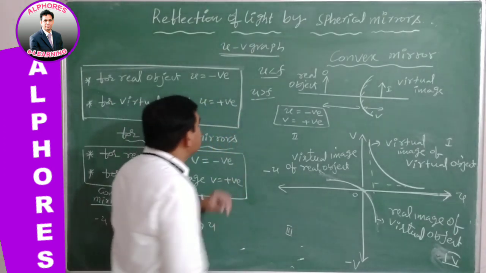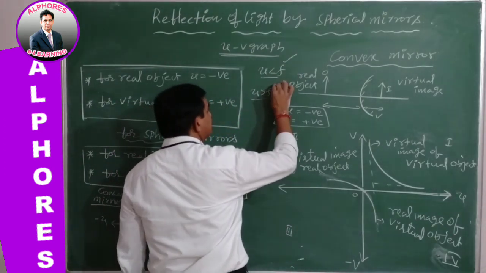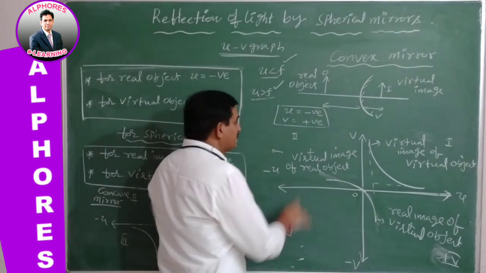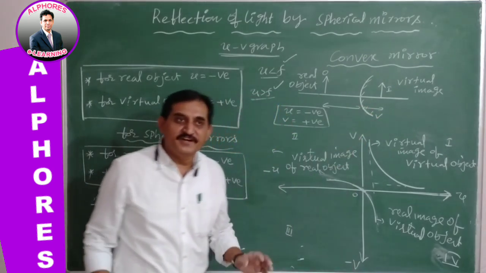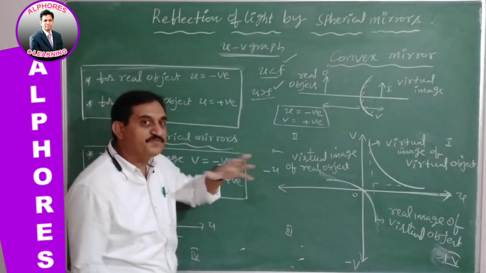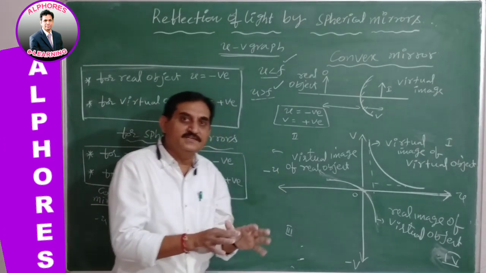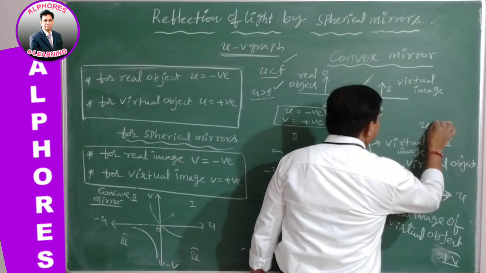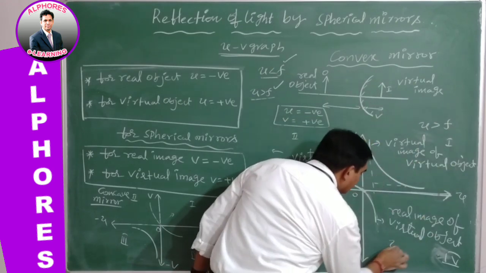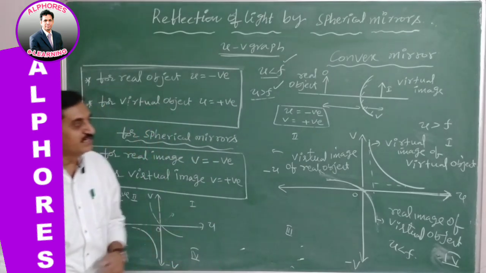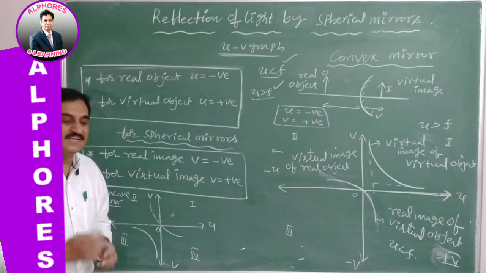Yeah, this is the case already discussed. This is one case, this is second case, and this is third case. So the third case is the general one. Every time we are discussing this point, the third one. But these two are the specific cases we already completed at the beginning. So in this case, U is greater than F. Here, U is less than F. So this is the UV graph of convex spherical mirror.